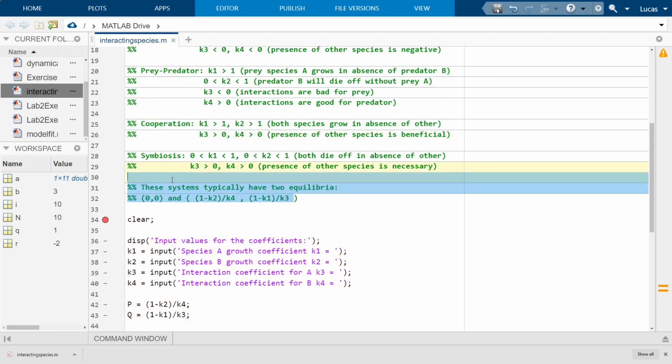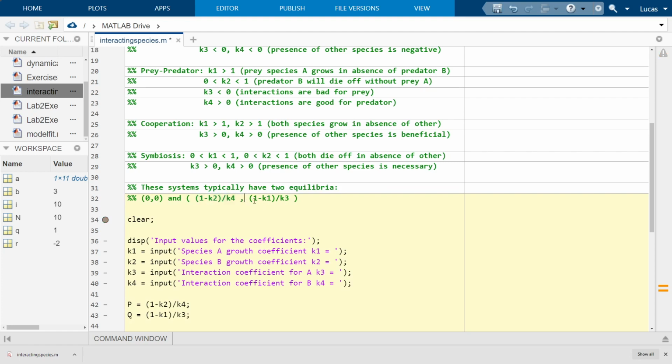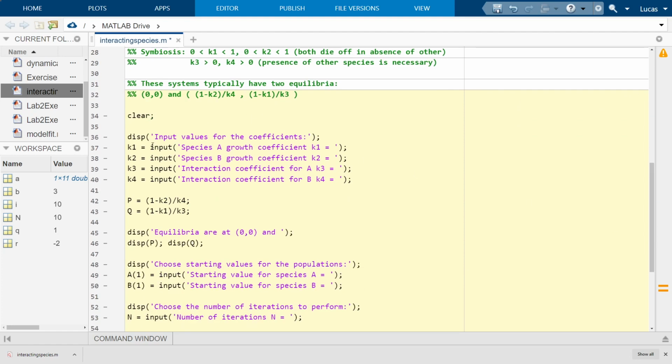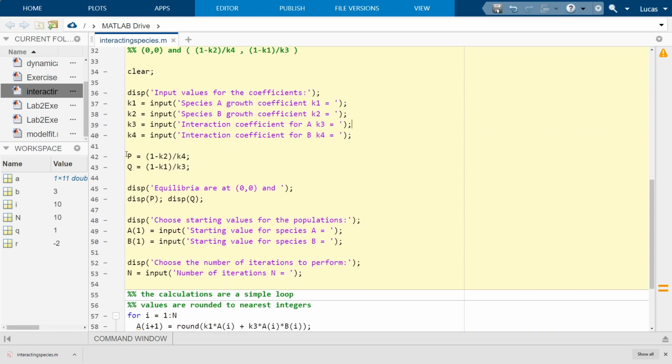So these systems typically have two equilibria, 0, 0, and 1 minus k2 over k4, and 1 minus k1 over k3. There is a breakpoint there that there shouldn't be. Then we have our clearing the variables. Again, we have a display to ask for the input values for the coefficients. We gather the K1 through K4. Then we calculate the two equilibria, P and Q, and we display where the equilibria will be.